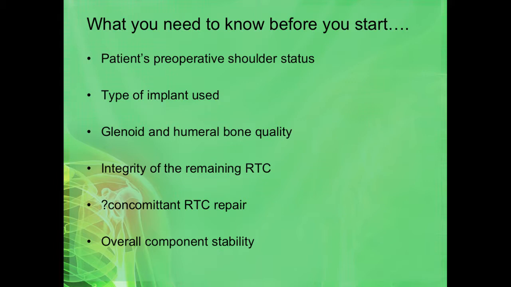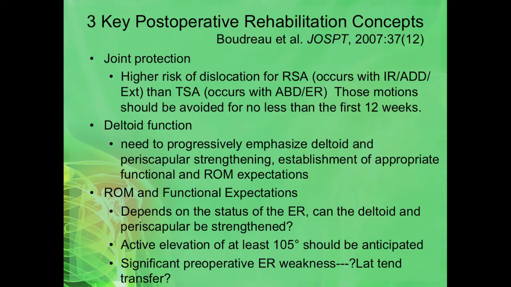So what you need to know before you're working with a patient is what their shoulder was like before the surgery. What kind of implant was used? Was it cemented or not? How was the quality of bone that the implant was placed in? How was the integrity of the remaining rotator cuff? Was there a lot of fatty infiltrate? Was there a massive tear? Did they end up repairing that rotator cuff along with doing the shoulder arthroplasty? And when everything was all said and done, how stable did the prosthesis seem?